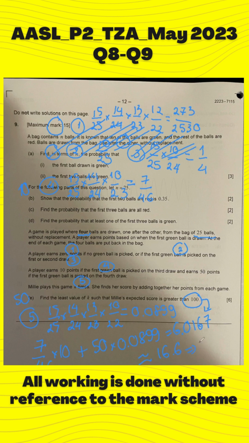So we have to play at least 17 games to get the score greater than 100. We are done.